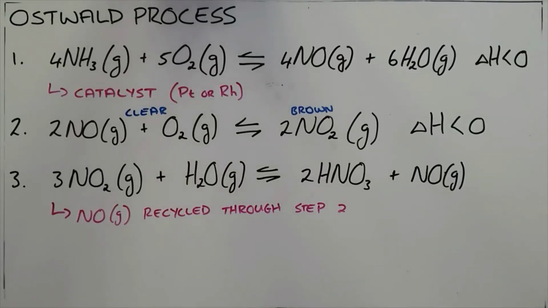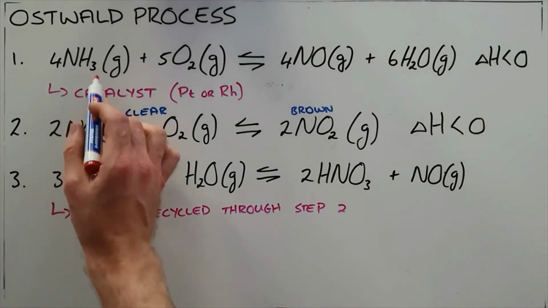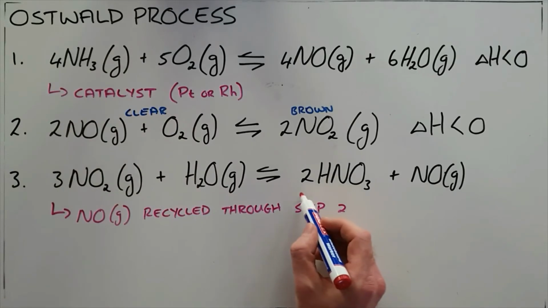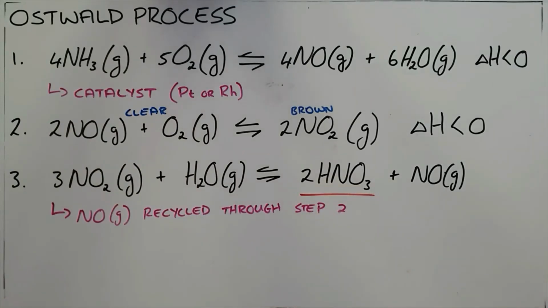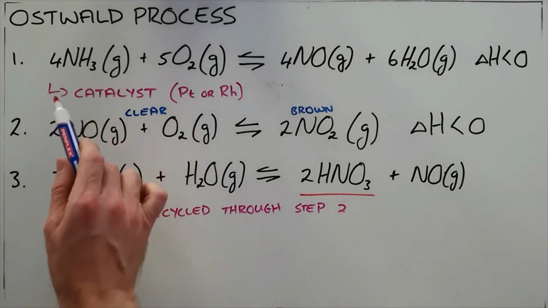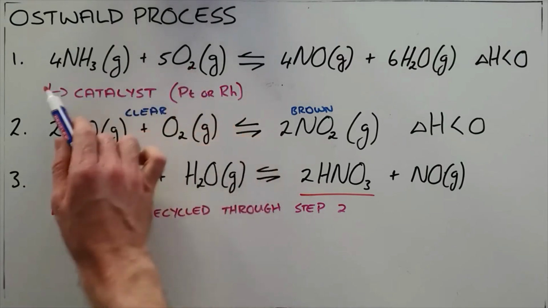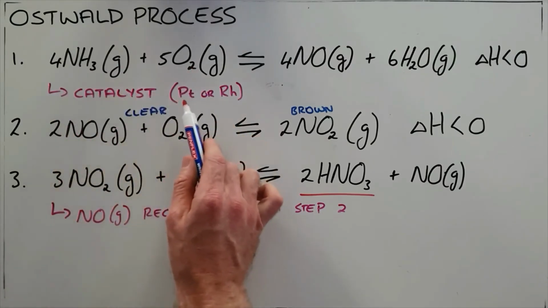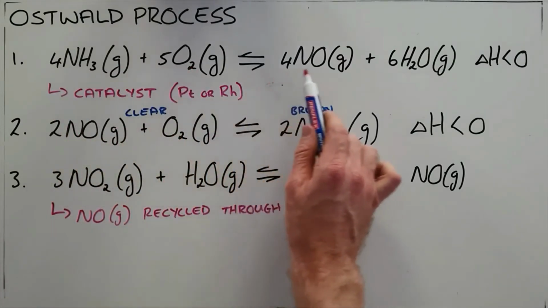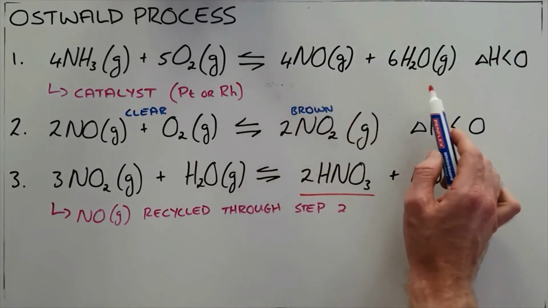The Ostwald process is a 3-step process that starts with ammonia and ends up with nitric acid that we can use to produce ammonium nitrate and various other compounds that are required in the fertilizer industry and in industry as a whole. So the first step in this process is where we react our ammonia with oxygen in the presence of a catalyst, either platinum or rhodium, that forms nitrogen monoxide and water.